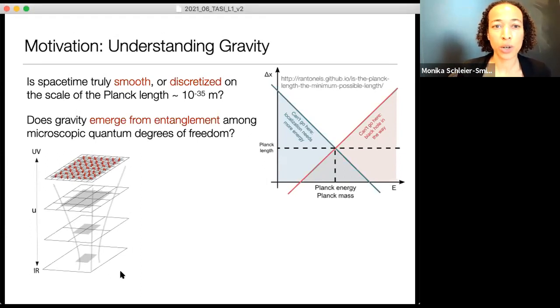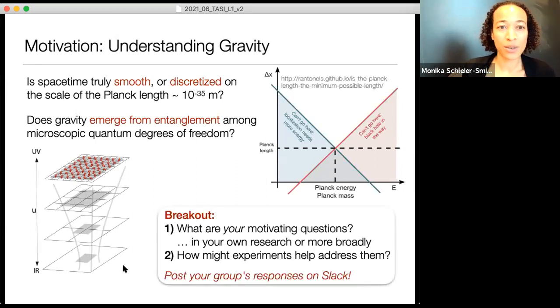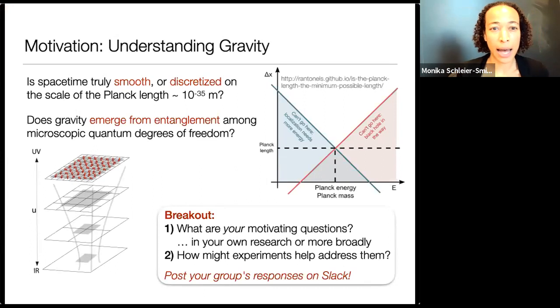One thing I'm curious about, though, before I talk more, is what your questions are. So I wanted to start by doing a brief breakout discussion and having you report back, so that I can get to know all of you a little bit: what are the questions that motivate you, maybe in your research or more broadly?